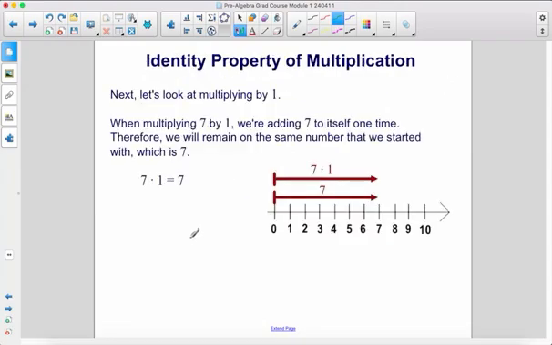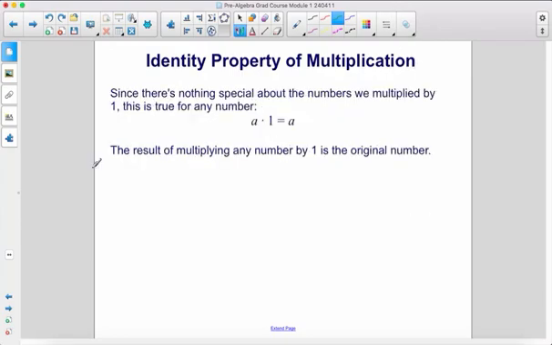Now, let's look at multiplying by 1. When multiplying 7 by 1, we're adding 7 to itself 1 time. Therefore, we will remain on the same number that we started with, which is 7. You can also think of this as 1 group of 7, or 7 groups of 1. 1 plus 1 plus 1, 7 times. Since there's nothing special about the numbers we multiplied by 1, this is true for any number. A times 1 equals A. The result of multiplying any number by 1 is the original number.